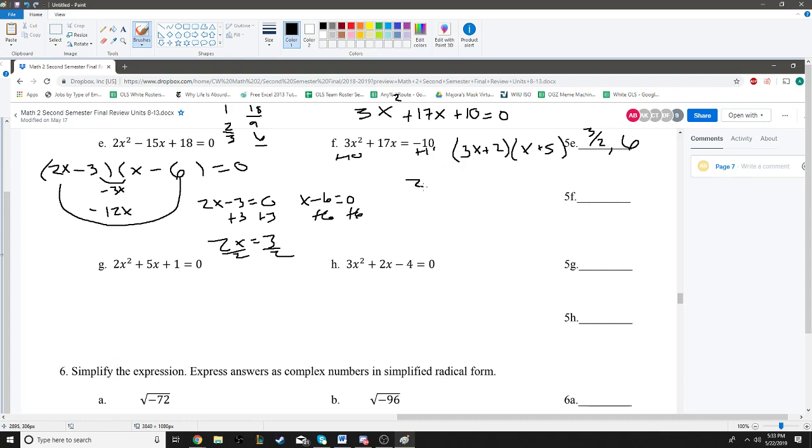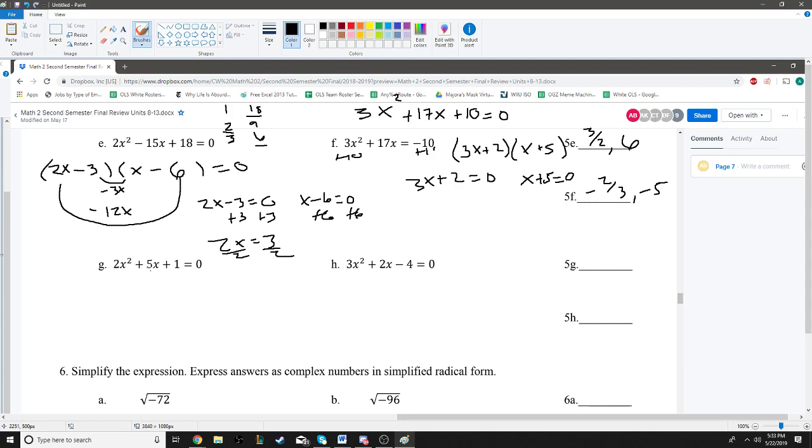So that means we're going to do 3x plus 2 is equal to 0, and x plus 5 equals 0. When you solve each of these, you're going to get x equals negative 2/3 and negative 5.